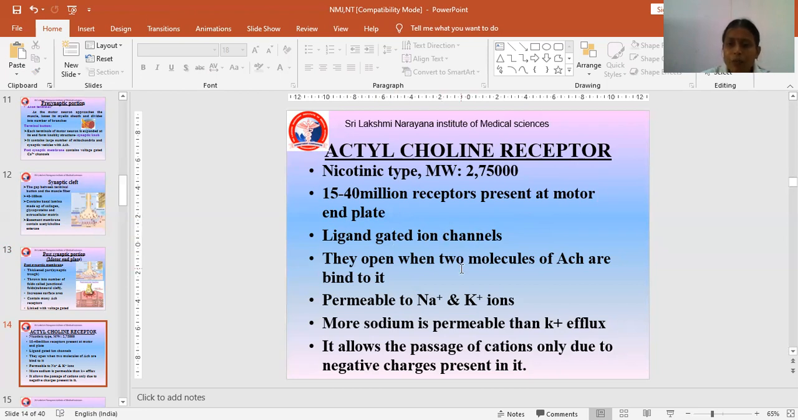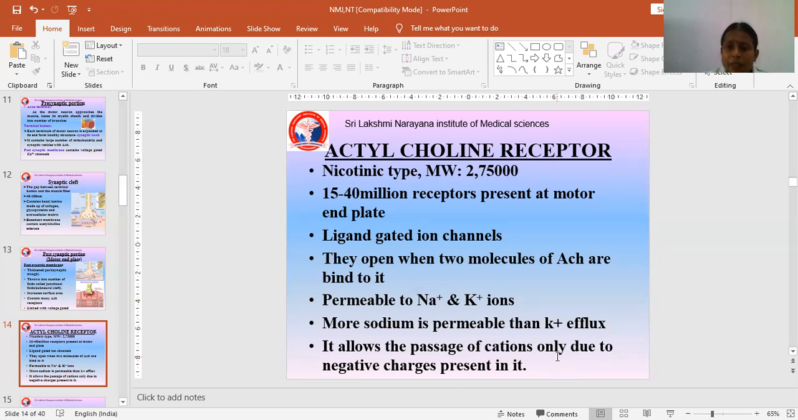They open when two molecules of acetylcholine bind to it. When these receptors bind with two molecules of acetylcholine, the sodium channels open and permit sodium and potassium ions. It is more permeable to sodium ion than to potassium efflux. It allows the passage of cations only, due to the negative charges present in it.